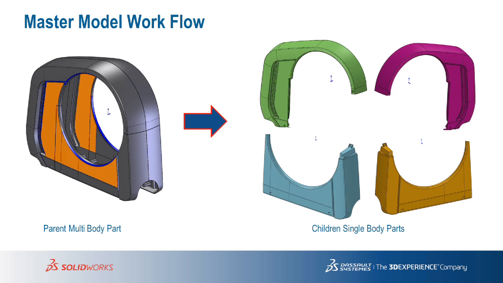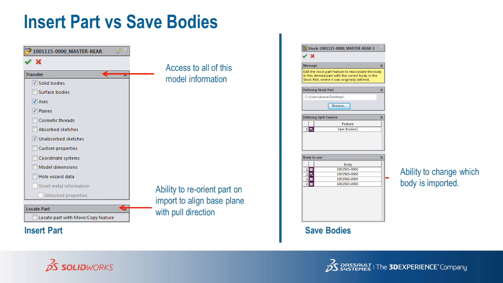So master model workflow, I'm sure everyone is familiar with it. We have one body or one part with all the bodies, and then we split the sub-bodies out. There are many different ways of splitting out the sub-bodies, but I think there's only one right way, and that is using the Insert Part feature. Insert Part brings all the geometry from your parent part into the child part, and look at all this extra geometry you get. You get solid bodies, you can bring in surface bodies, axes, planes, absorbed and unabsorbed sketches. All this you can bring in from the master model. Using the Save Bodies command, you can bring in bodies, but you don't get any of that other stuff.